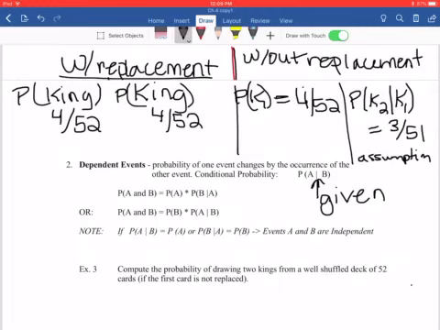So when we don't replace the card, it becomes a dependent event, because the probability of the first event occurring changed the probability of the second event, where the probability of the second event used to be 4 out of 52 when it was independent, because we put it back. It didn't change the probability. Now that we keep the card out, it changes the probability.